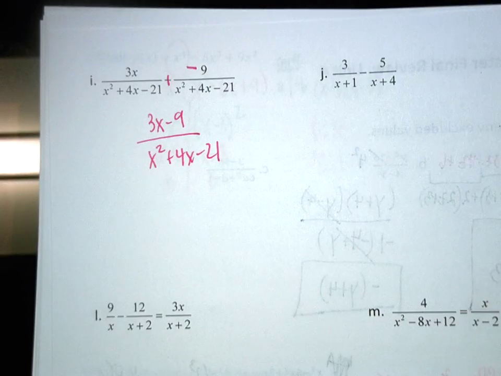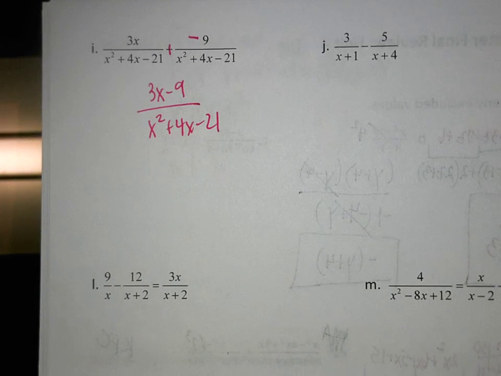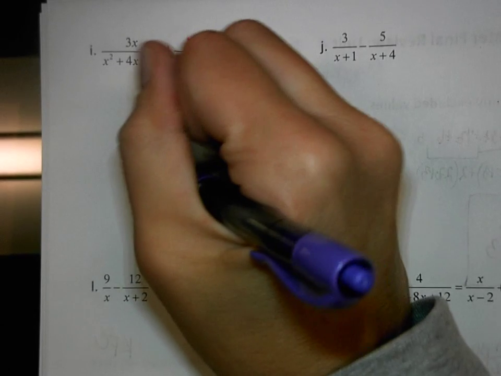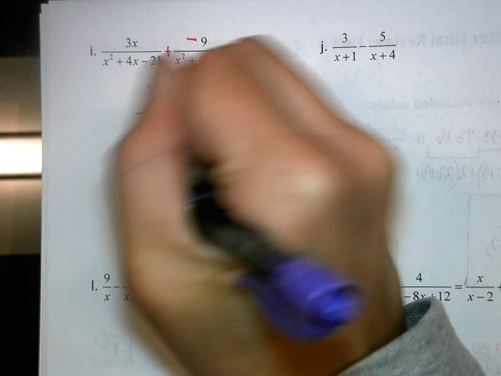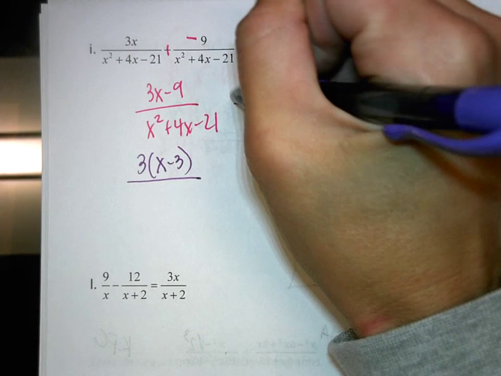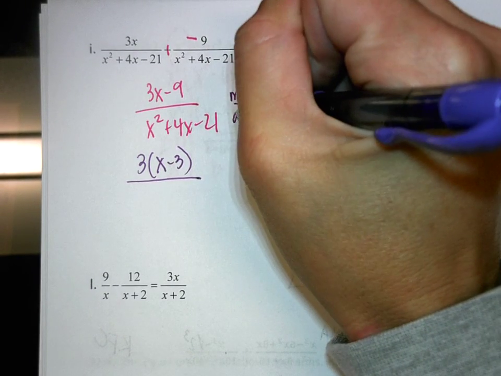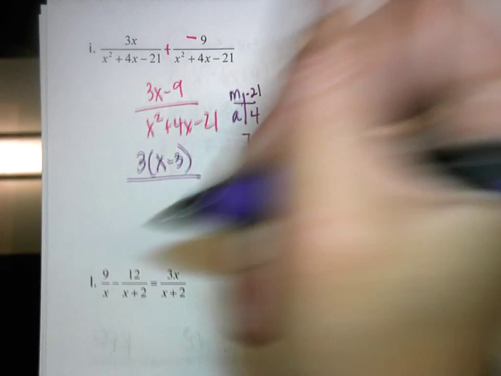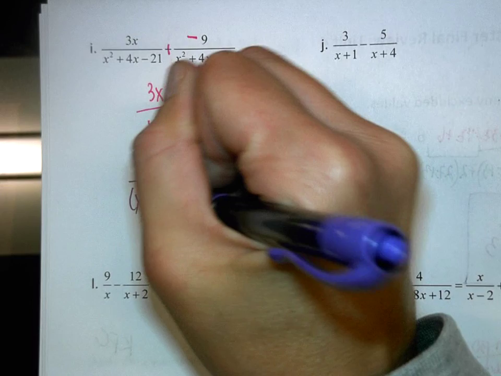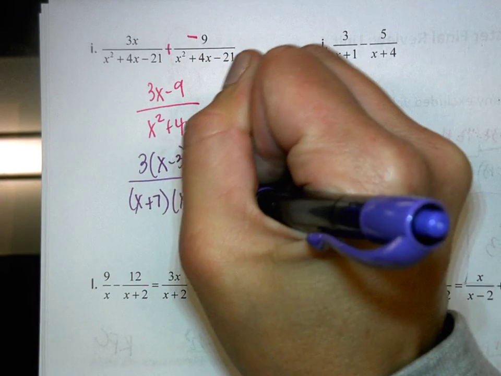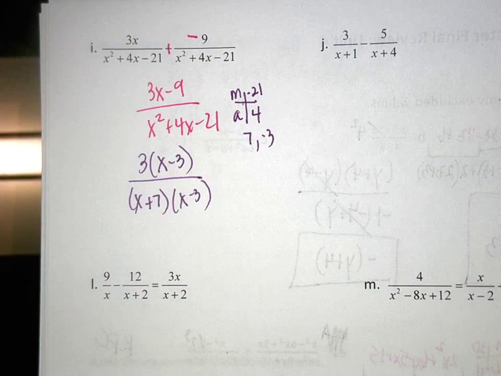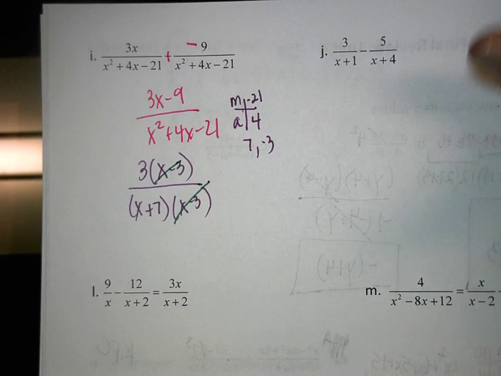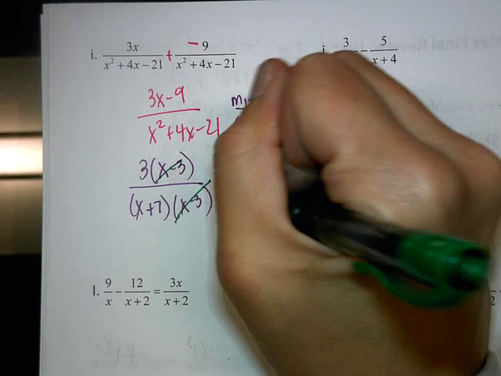Can I factor that at all? Yes. What can I take out of the top? A 3. I'm left with x minus 3. The denominator, what multiplies to be negative 21, and what adds to be 4? 7 and negative 3. You guys are good. So we get x plus 7, x minus 3. We can reduce the x minus 3's, and so my answer is 3 over x plus 7.